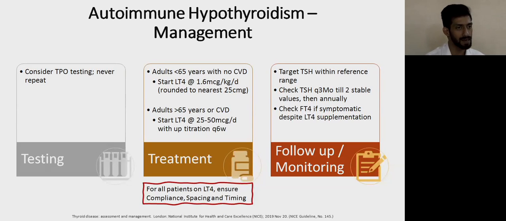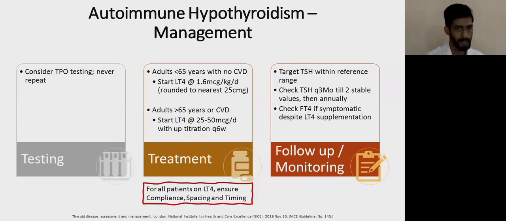That line is from the American Thyroid Association. Never repeat TPO testing. Okay, that is regarding the testing. Now regarding treatment, everybody needs thyroxine. That's very clear. Remember the problems of thyroxine and the patients in which these problems can be accelerated.